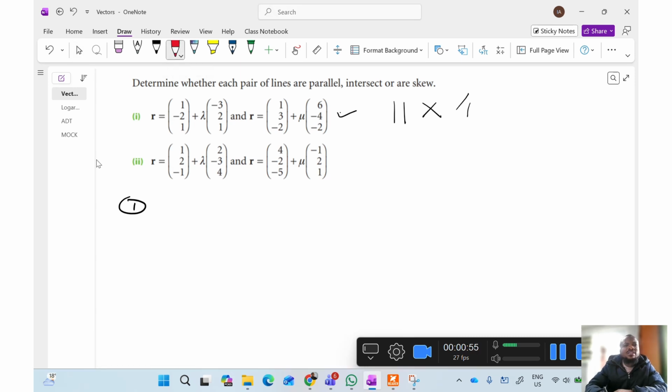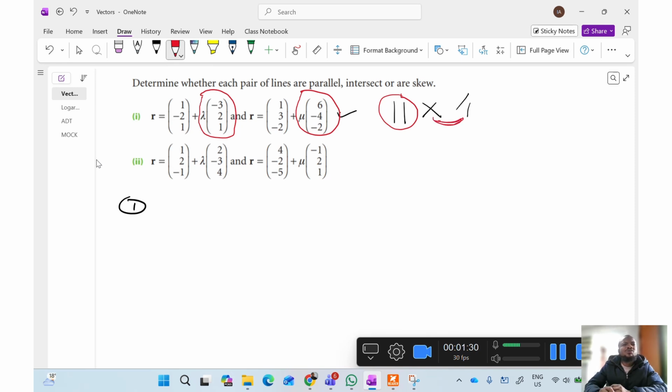The direction is determined by this portion where you have lambda. This determines the direction. If you understand the direction, you will know if it is parallel, or there is a point of intersection, or it is a skew line. What do I mean? If the direction is the same, that means it must be a parallel line. If it is not the same direction, that means it may be either of the other two.